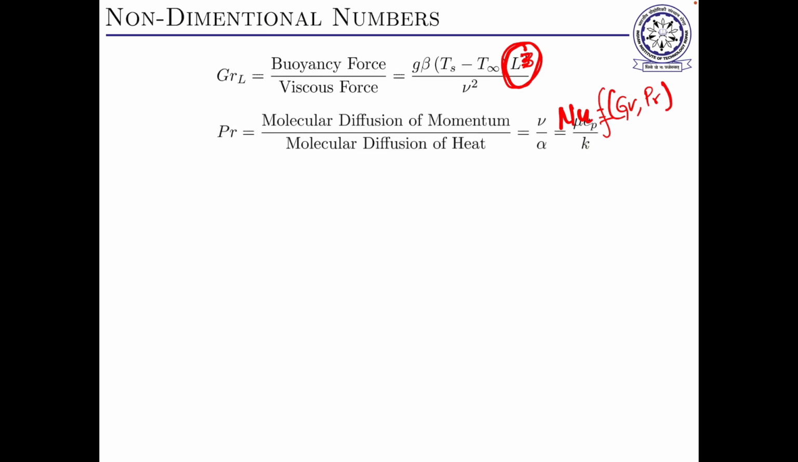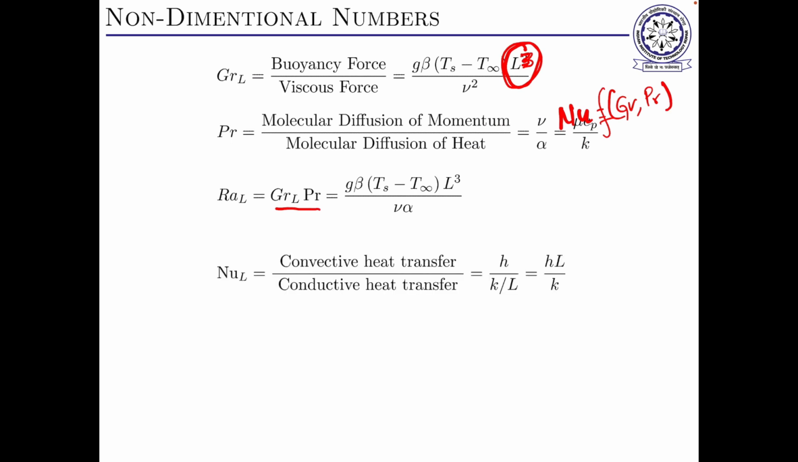The second thing is the Prandtl number, which is the ratio of the molecular diffusion of momentum to the diffusion of heat. Then there is the Rayleigh number, the governing number for the transition in natural convection. It is the multiplication of the Grashof number and the Prandtl number. For a critical value, just like the Reynolds number in forced convection, we get to know if the flow is laminar or turbulent.